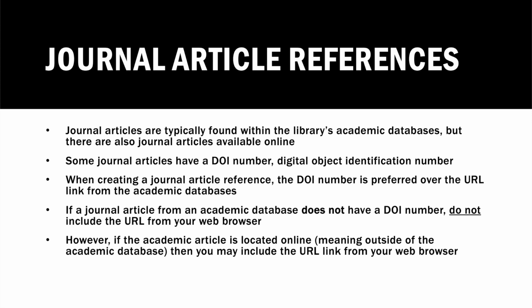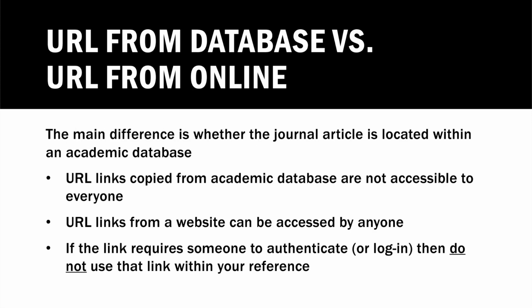Let's see some examples. URL from a database versus URL from online. The main difference is whether the journal article is located within an academic database. URL links that are copied from databases are not accessible to everyone. URL links from a website, however, can be accessed by anyone. The main key here is that if the link requires someone to authenticate or log in, then do not use that link within your reference.